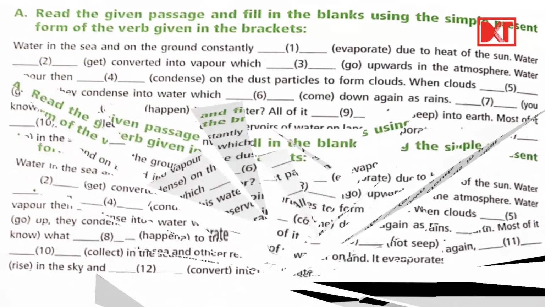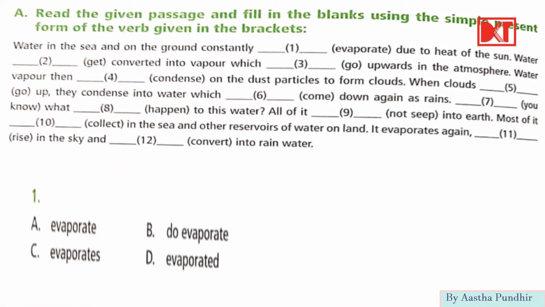Alright, so what we have to do here is we have to read the given passage and fill in the blanks using the simple present form. Now here बहुत easy है कि हमें क्या करना है, हमें बस simple present form of the verb, जो भी ब्रैकेट में दे रखा है verb, ऐसे यहाँ पे उसकी हमें simple present form बनानी है. This is very easy question. ठीक है, so let's see the first one.